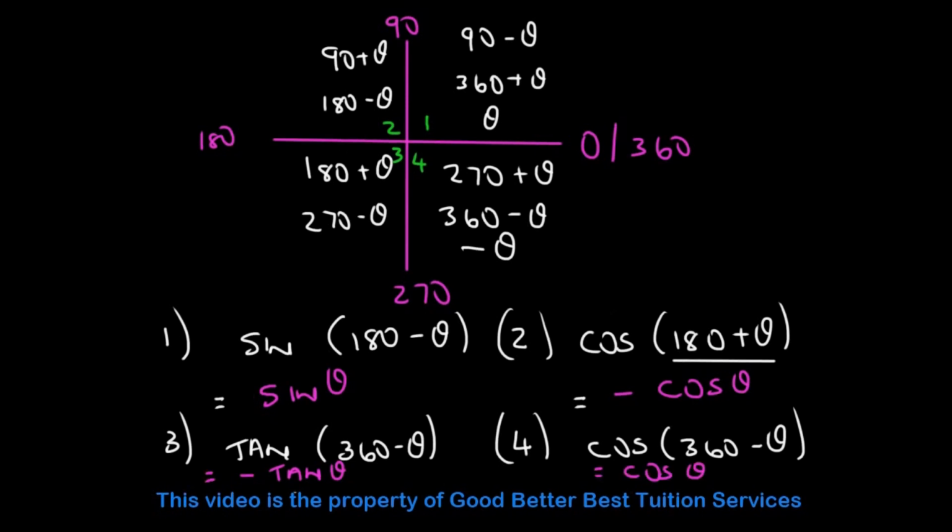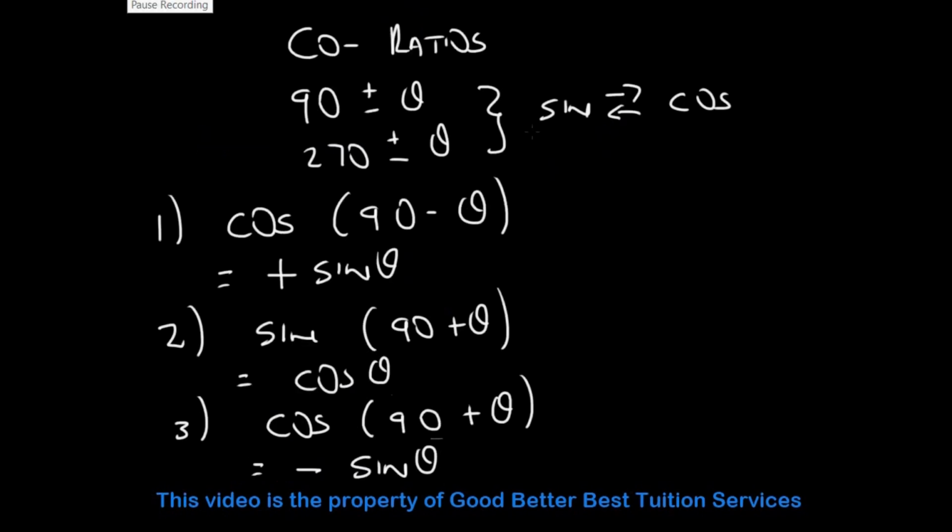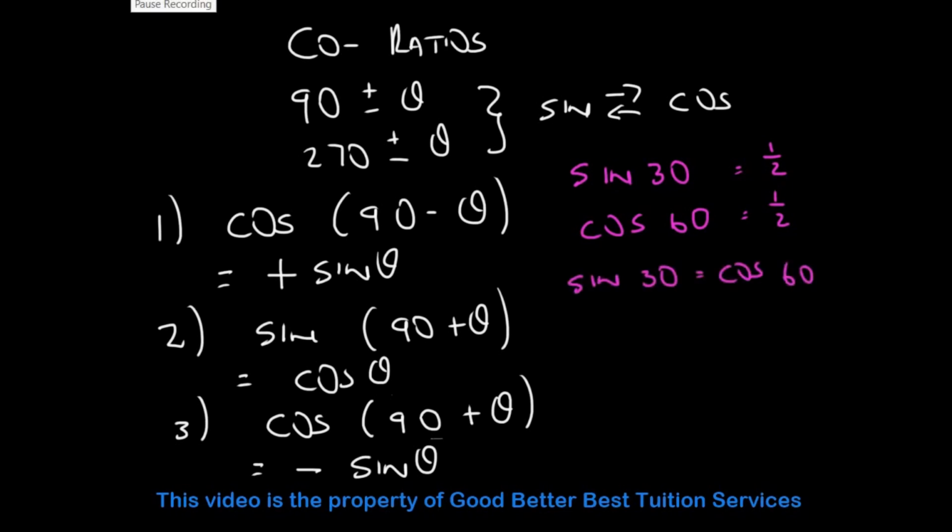Now let's go and look at co-ratios and what they mean. I want you to take out your calculator for me and work out the sine of 30, and then you work out the cos of 60. What is your answer? You should have seen that the sine of 30 is equal to a half and the cos of 60 is also equal to a half. Therefore, I can say that the sine of 30 is equal to the cos of 60.